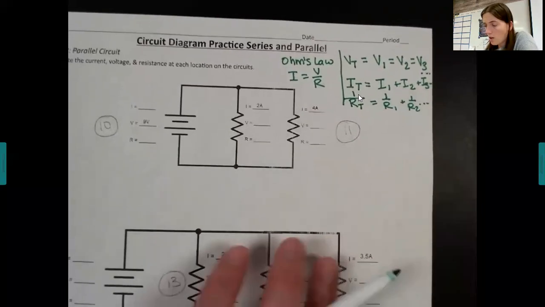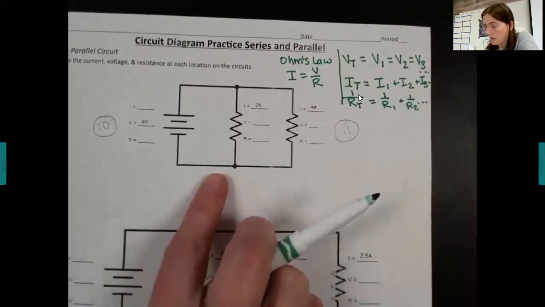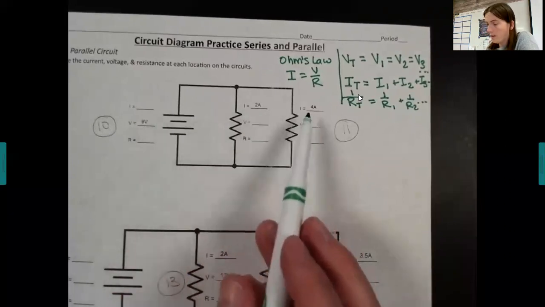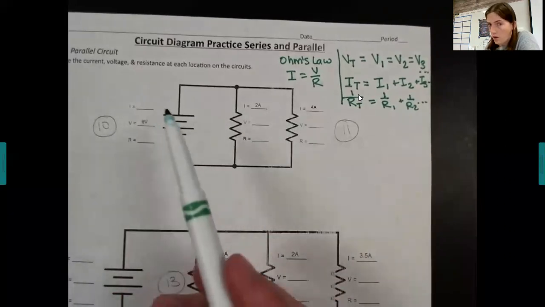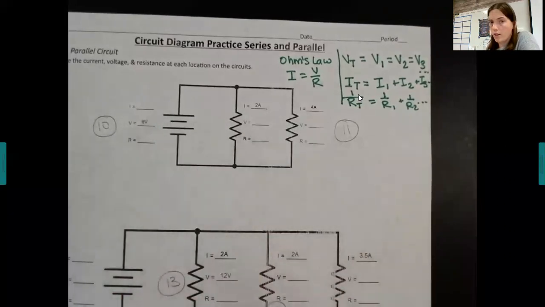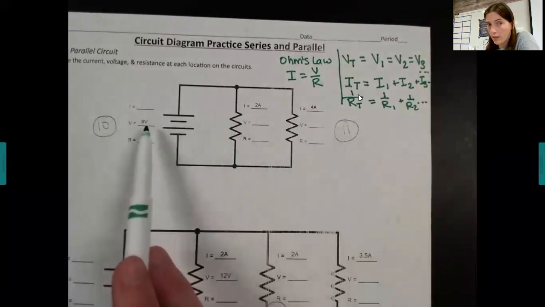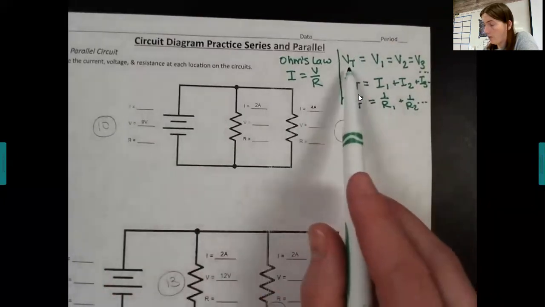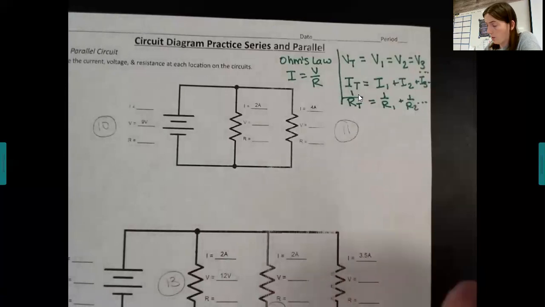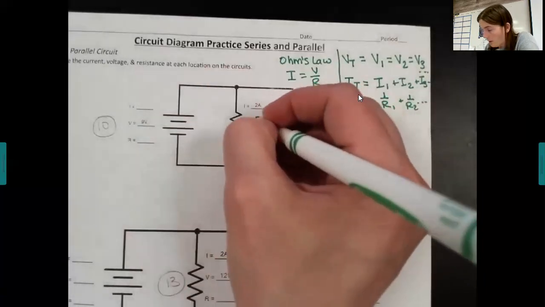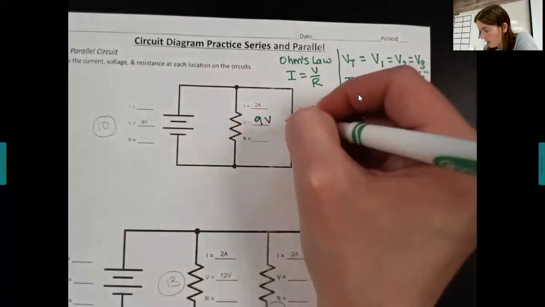Okay, so looking at this first one here, we've got 3 bits of information. So let's see what we can go ahead and plug in without doing much math. Here it says it's a 9-volt battery, and we know that voltage is the same throughout. So I'm going to put 9 volts here and 9 volts here.